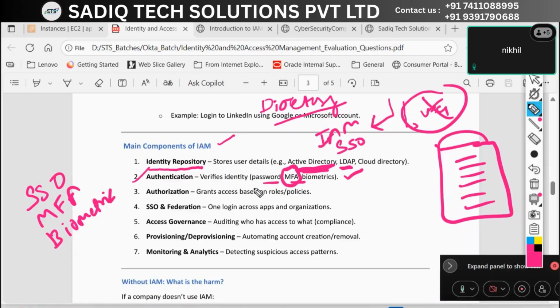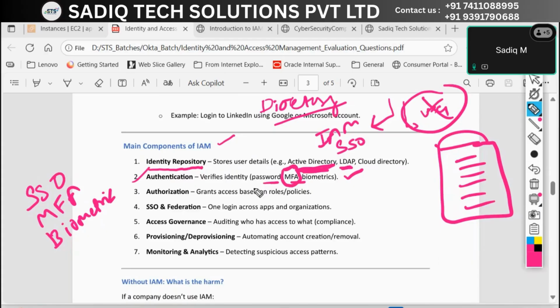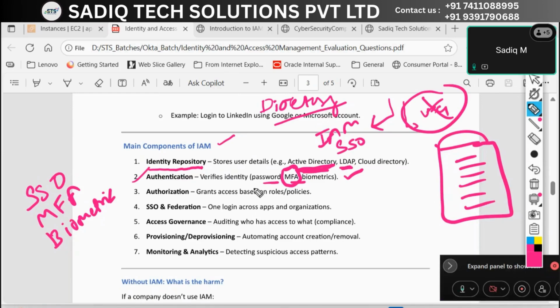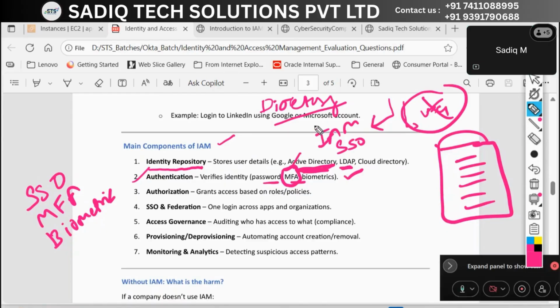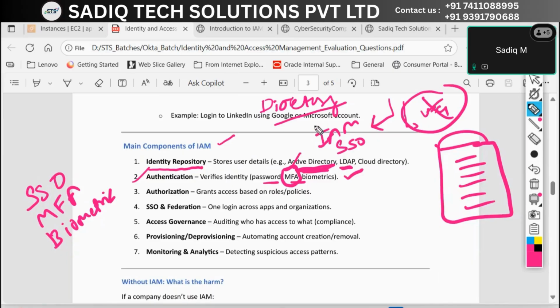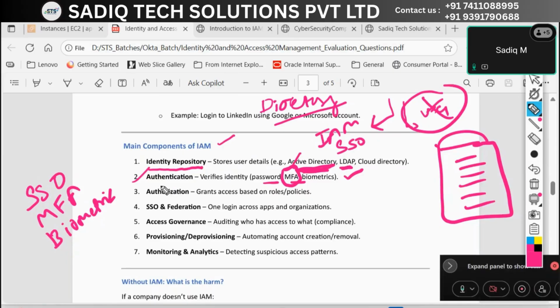So the user has to show one more piece of evidence that I am a valid user. Either it could be in terms of MFA, OTP, email code, or whatever app code. So there are different ways. We'll talk about MFA, but that also comes under authentication.